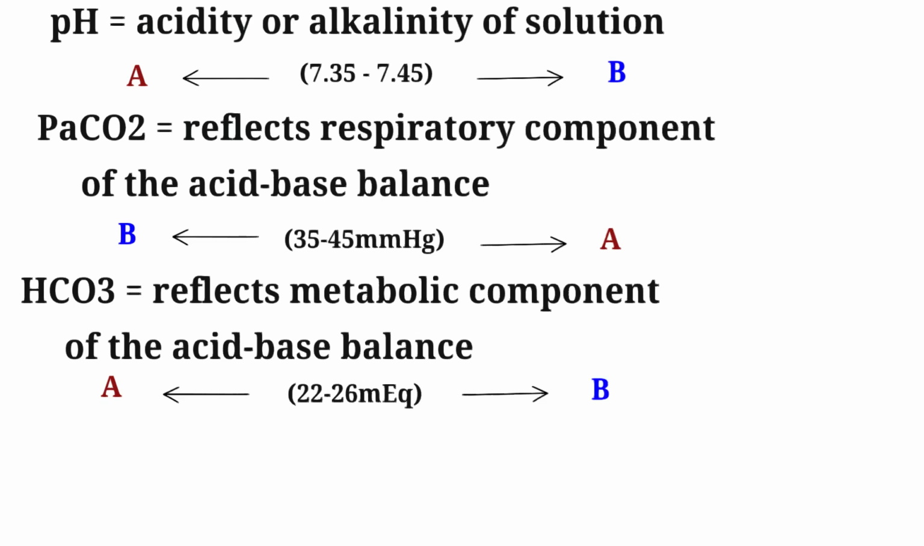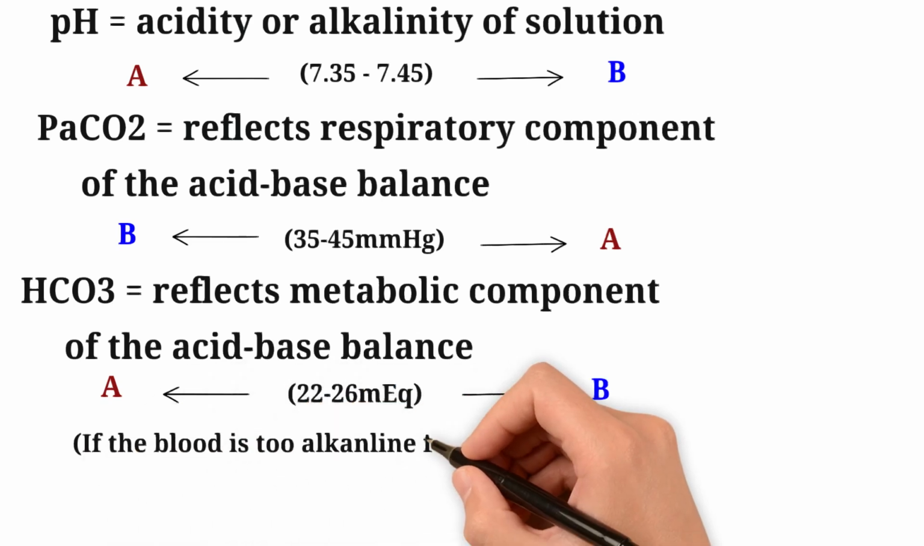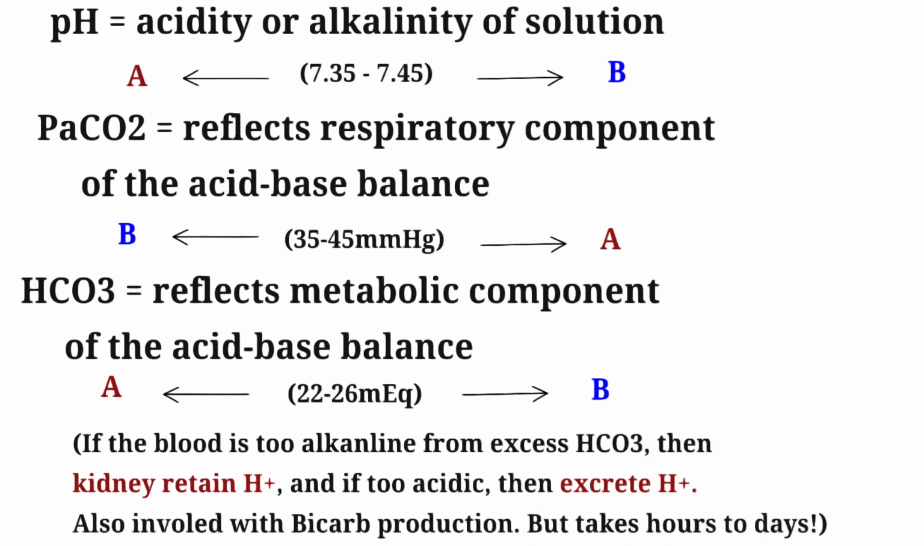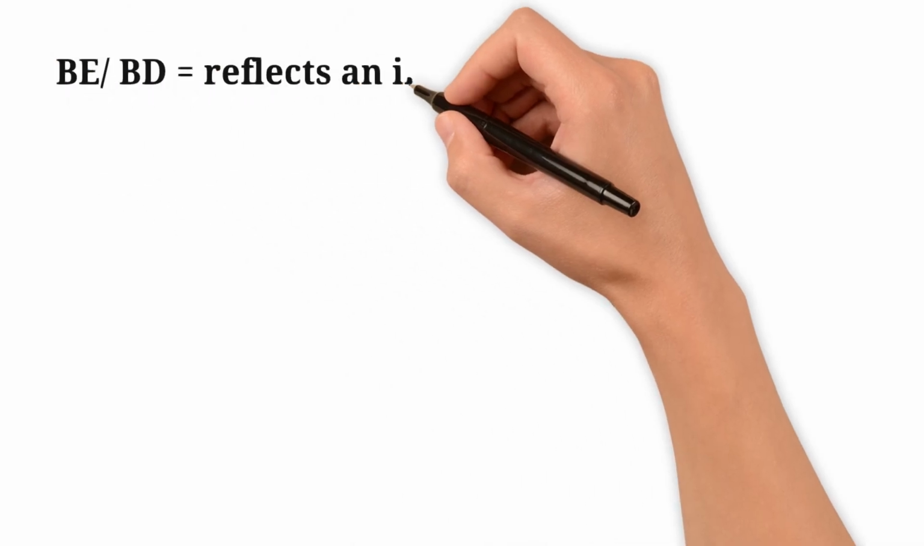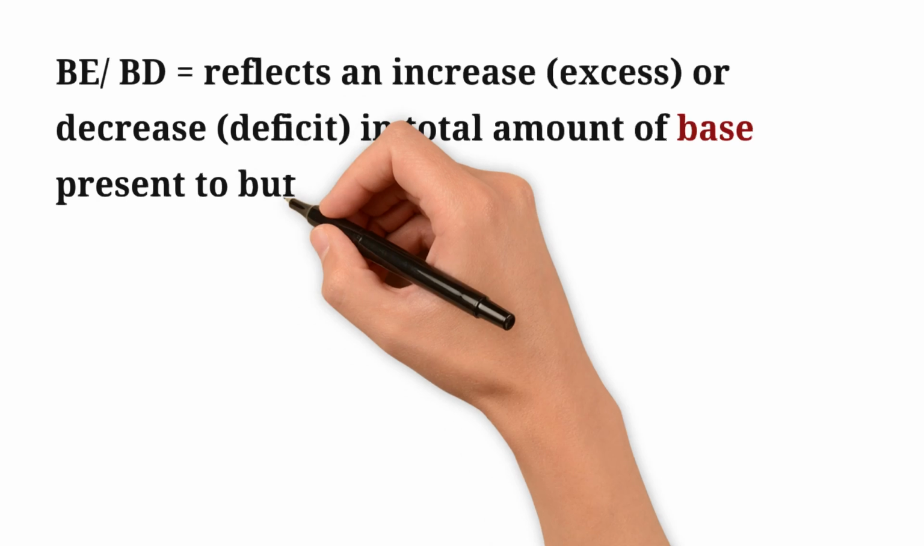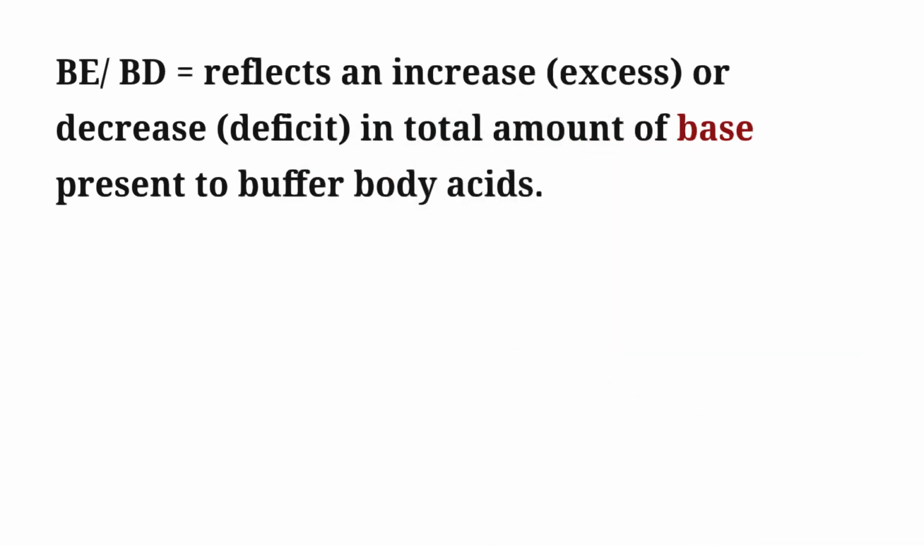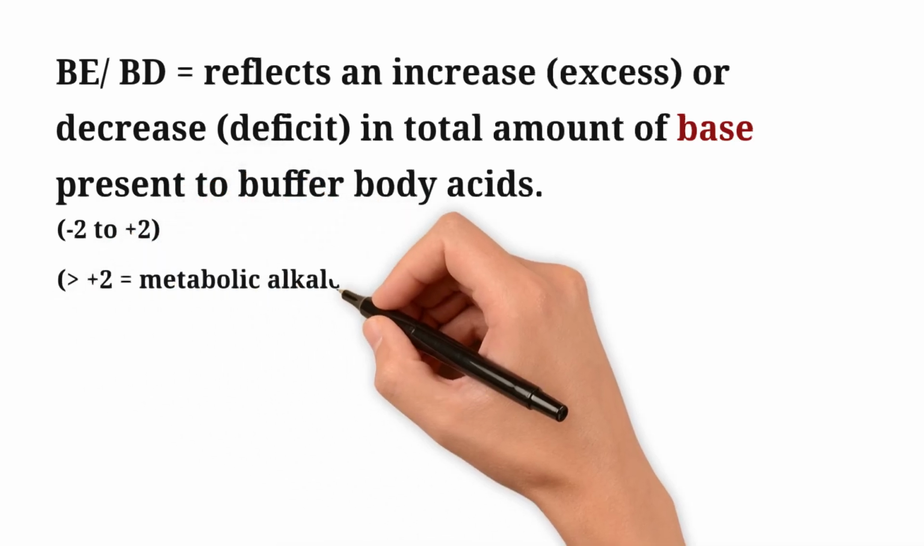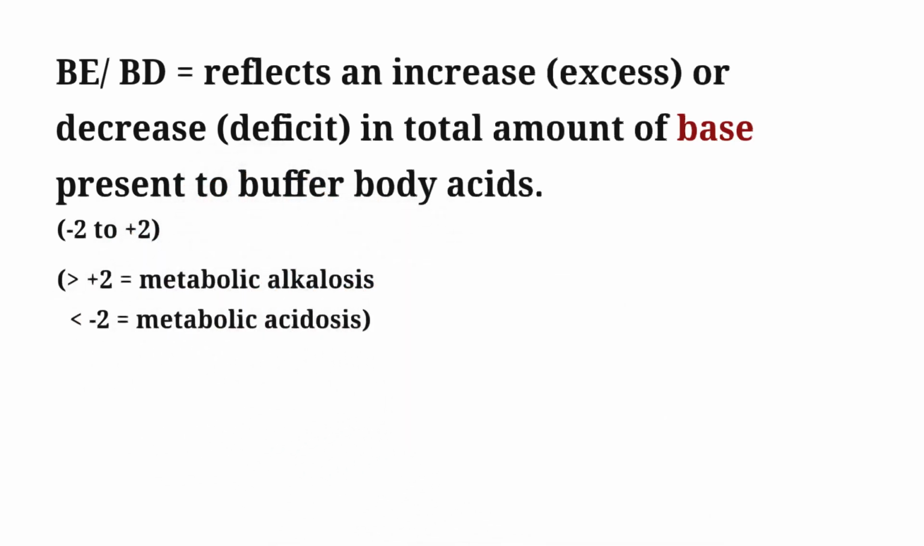If the blood is too alkaline from excess bicarbonate, the kidneys can retain hydrogen. If too acidic, they can excrete it. Likewise, kidneys are also involved in bicarbonate production. But with the kidney, any change can take hours to days. Our base excess, base deficit reflects an increase in excess or a decrease of deficit in the total amount of base present to buffer the body acids. So it's -2 to +2. Anything over +2 indicates a metabolic alkalosis. Anything below is an acidosis.